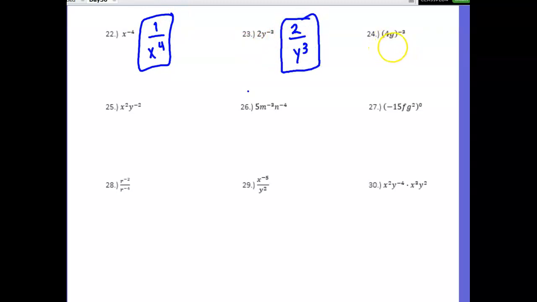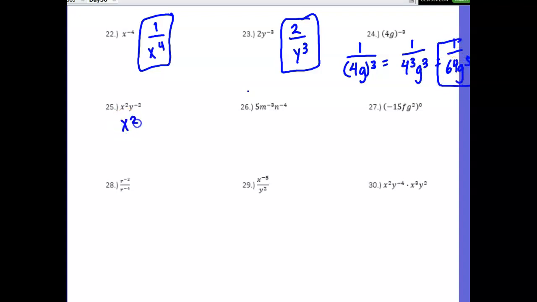Okay, for 24, we're going to start out and write the whole thing down at the denominator and make it positive. So this would be 1/4 to the 3rd g to the 3rd, which is 1/64 g to the 3rd. Okay, that would be your answer.